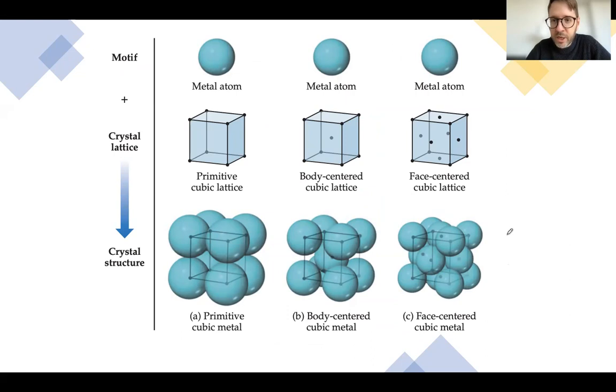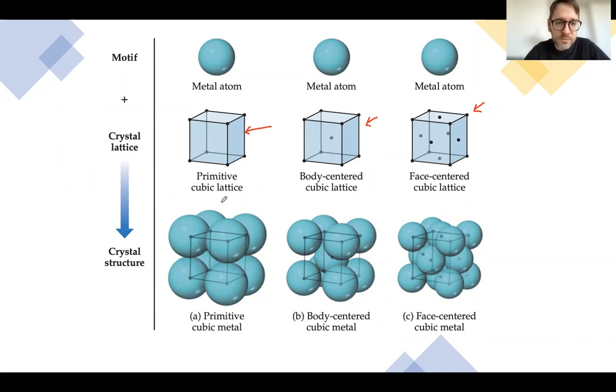So here we have a representation of these different structures. So here, for example, we have a metal atom as the building block. So this metal atom then arranges in three dimensions into an ordered structure that can be a primitive lattice, a body-centered cubic lattice, in which we have, in addition to the atoms on the corners of the lattice, an atom in the center of the unit cell, or a face-centered cubic lattice, in which, in addition to the atoms on the corners of the unit cell, we also have one atom in the middle, or in the center, of each one of these faces.